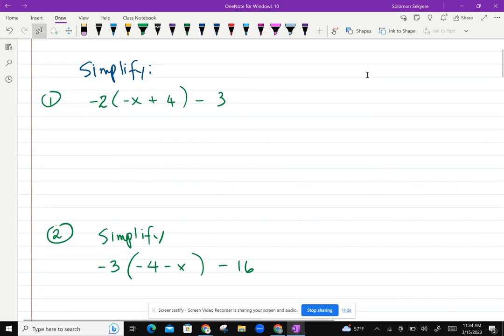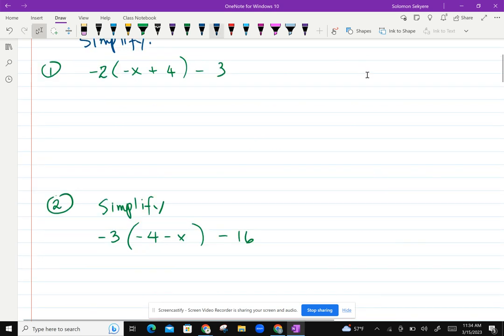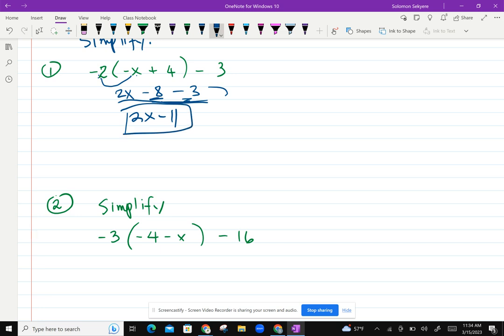Okay, so this one is pretty easy. Most of you got it right. It's just you distribute the negative through. So negative times negative, this becomes positive 2x. Negative 2 times positive 4 is negative 8. And then you have to subtract the 3. So it's negative 8 minus 3, 2x minus 11. Okay, some of you stopped here. You're not done. You have to get this answer.